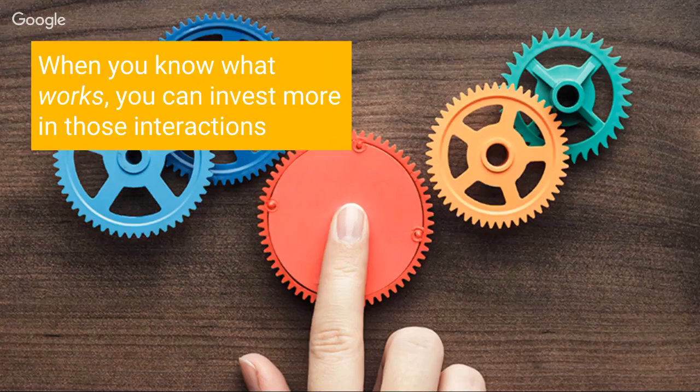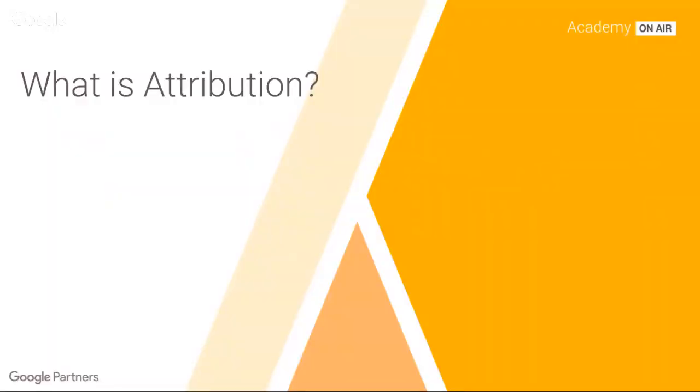And the thing is, once you understand how these different touch points work together, you can actually influence it and make investments correctly according to those different interactions in order to get the best outcome in the end. So that is why attribution is really important. But now let's go into depth on what attribution actually specifically is.